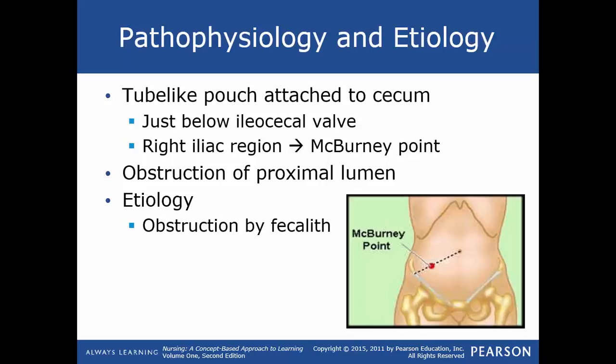Obstruction of the proximal lumen of the appendix is apparent in most acutely inflamed appendix. The appendix can swell and become more infected and may actually rupture. It's also known as perforation. Etiology: it is caused by an obstruction of the fecal lith, which is a hard mass of feces.